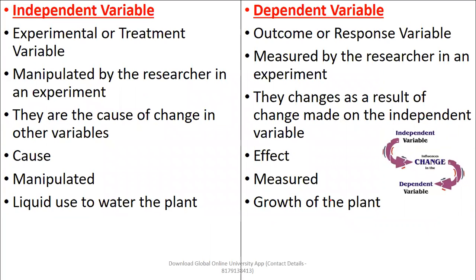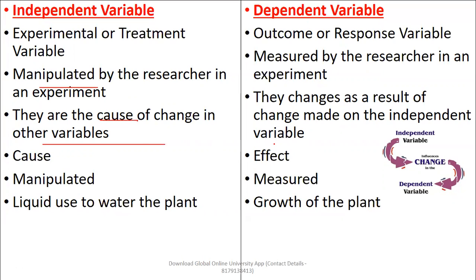Then the next concept you have is variables: independent and dependent variable. When we talk about the experimental or treatment variable, it is called independent. But when we talk about the outcome variable, it is called dependent. The independent variable is the one which can be manipulated. The dependent variable is measured. The independent variable can cause a change in the other variables. They can change as a result of change made on the independent.